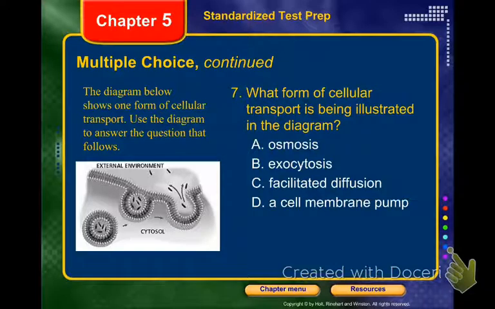This diagram here. What form of cellular transport is being illustrated in the diagram? What are we seeing? We see a vesicle inside the cell coming and merging with the cell membrane and releasing materials out of the cell. Okay, it's exocytosis, right? Good.